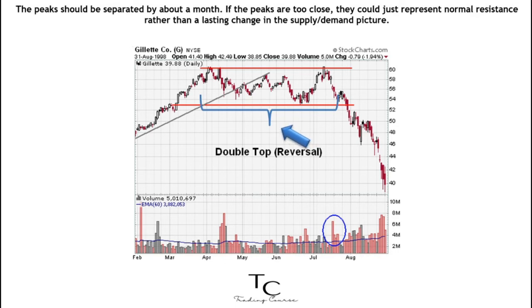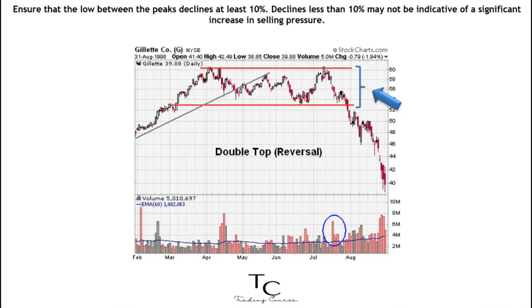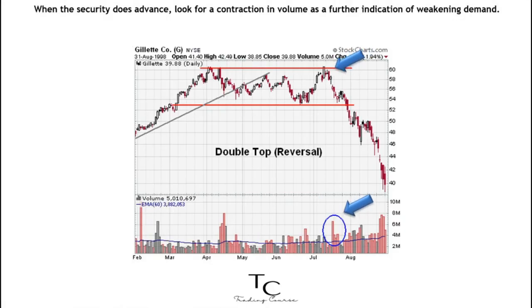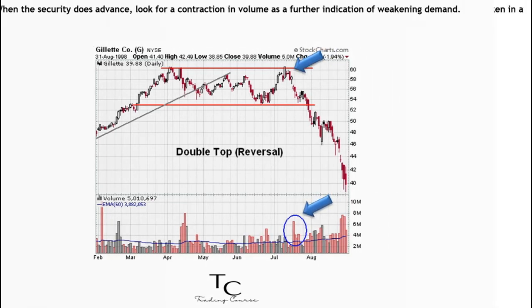If the peaks are too close, they could just represent normal resistance rather than a lasting change in the supply-demand picture. Ensure that the low between the peaks declines at least 10%. Declines less than 10% may not be indicative of a significant increase in selling pressure. After the decline, analyze the trough for clues on the strength of demand. If the trough drags on a bit and has trouble moving back up, demand could be drying up. When the security does advance, look for a contraction in volume as a further indication of weakening demand.